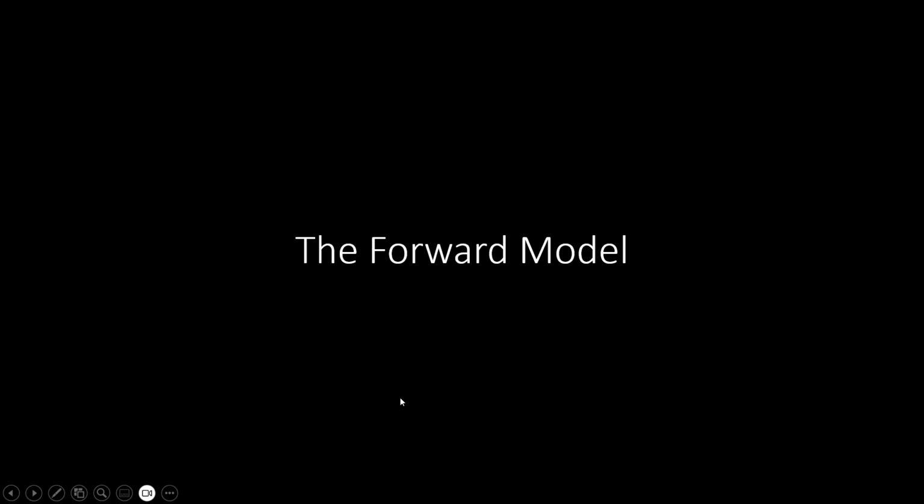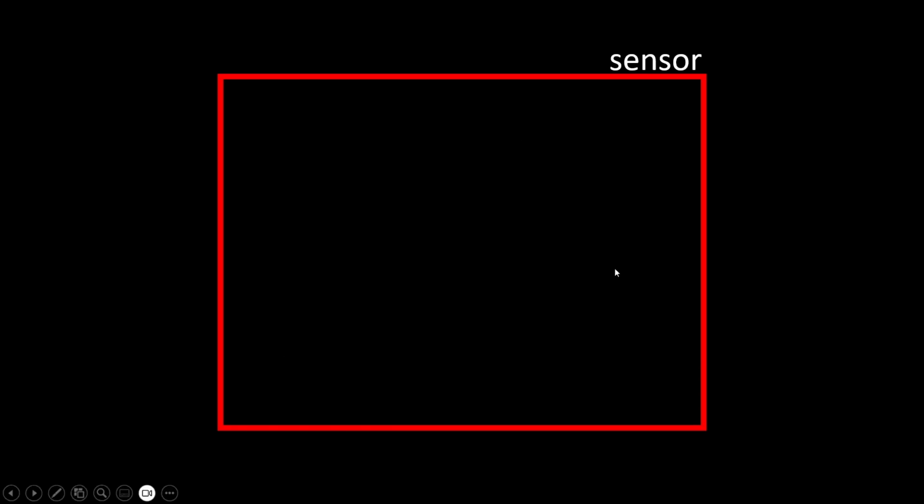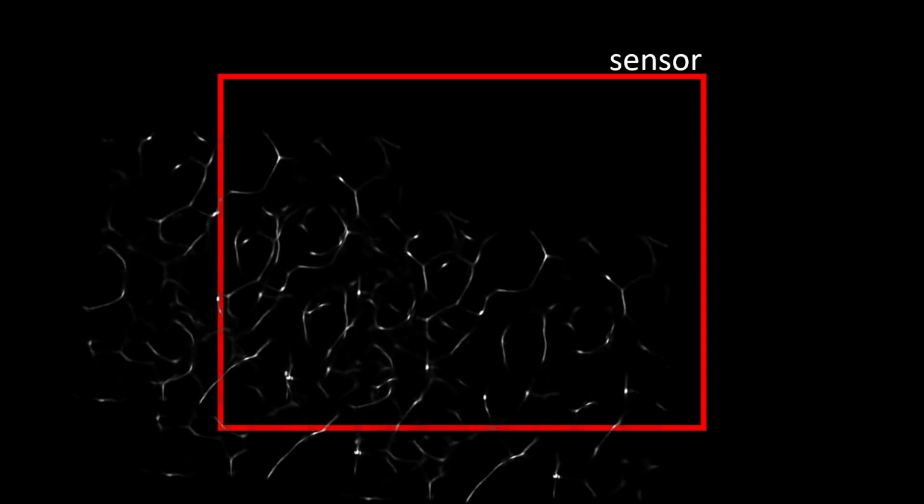Since light transport is linear, let's go through the forward model, the model which turns an image into a sensor result. So here is a PSF of a point source. And for an image, we can just treat it as a linear combination of all these point sources. And thus, it is just a convolution of the image with the PSF.